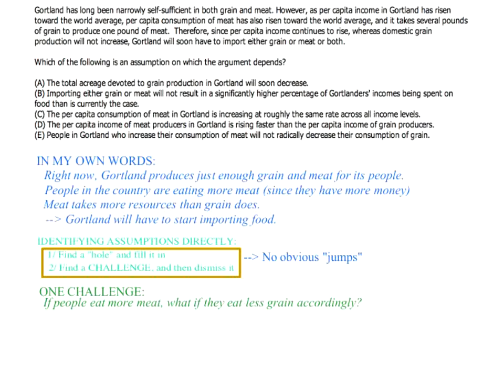So what we need there is an assumption that they won't cut back. People won't cut back their consumption of grain. And that corresponds to choice E.